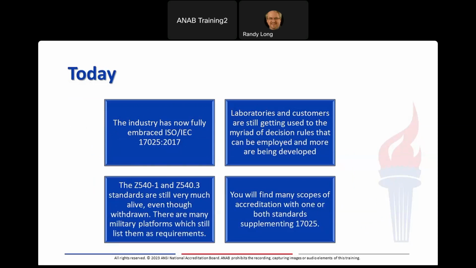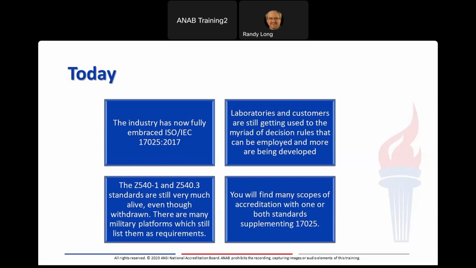The industry has now fully embraced 17025-2017. When 2017 hit the market, the accreditation bodies, ILAC, decided that a 2-year transition was sufficient, and we have made that transition fully, with the exception of some DoD environmental laboratories that are still working under a quality system based on 2005, but those are very few.